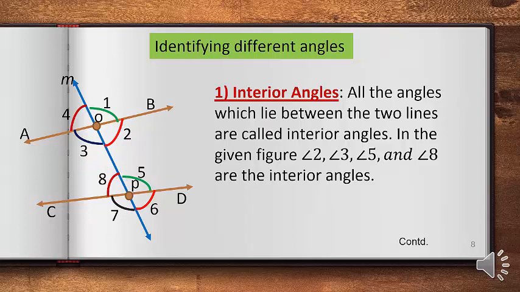So children, did you all understand what are interior angles? Yes, those angles which lie between these 2 lines are called interior angles. So the angles which lie between these 2 lines are angle 2, angle 3, angle 8 and angle 5.